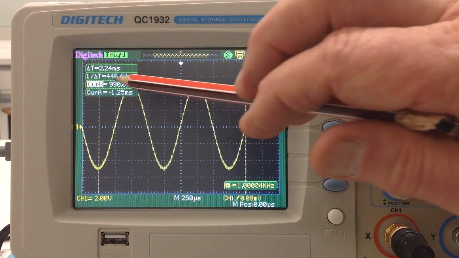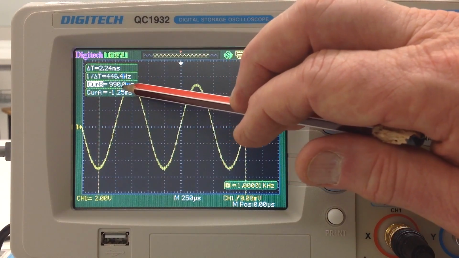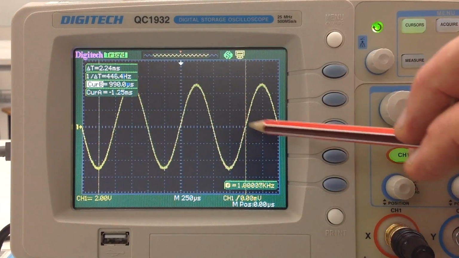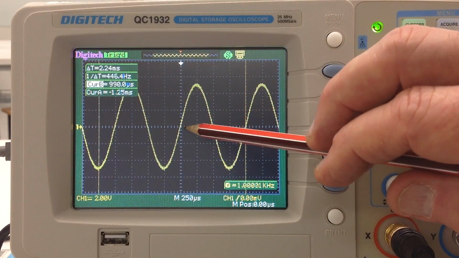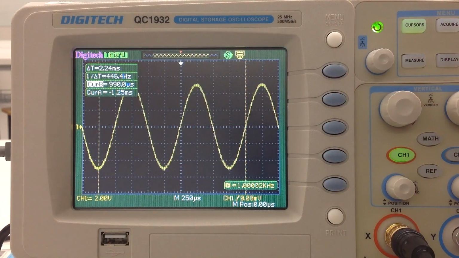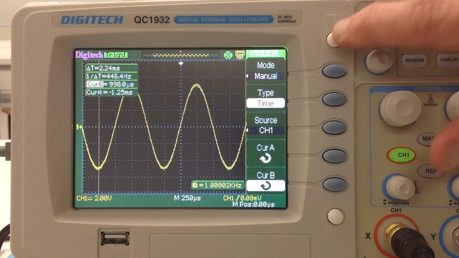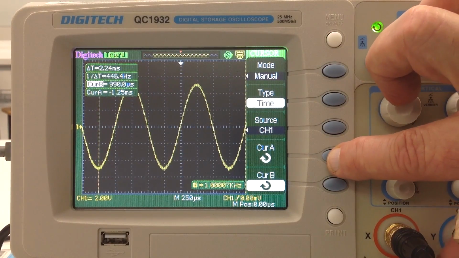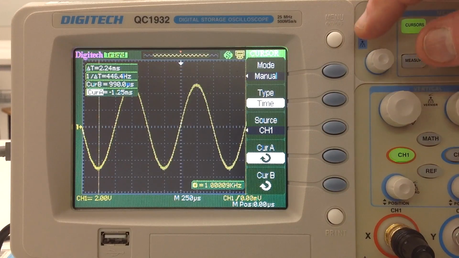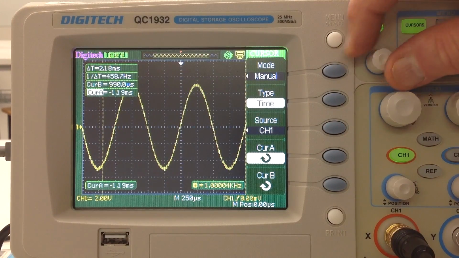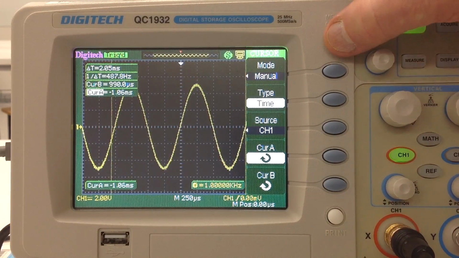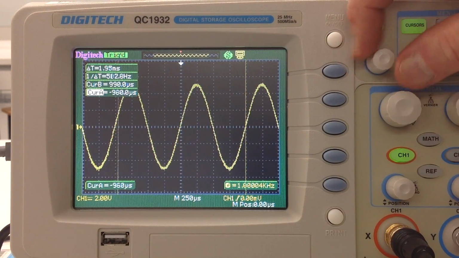And it's telling me cursor B is at 990 microseconds. Zero is centered on the origin, so there's 990 microseconds. Let's bring the menu back again for a second by pressing the menu button. Select cursor A, and now I can move cursor A. I'll turn the menu off. And let's move it down so we can measure the length of one cycle.